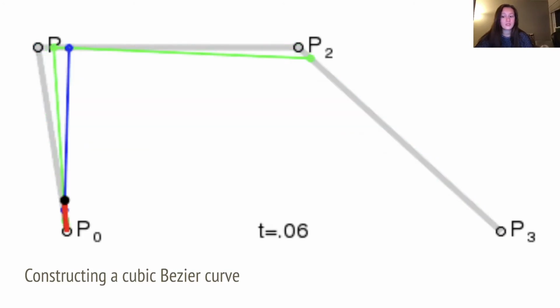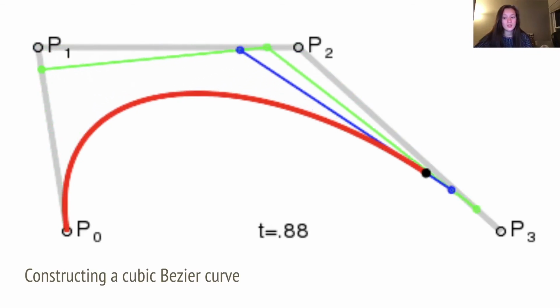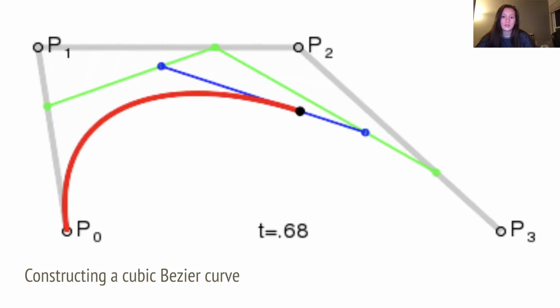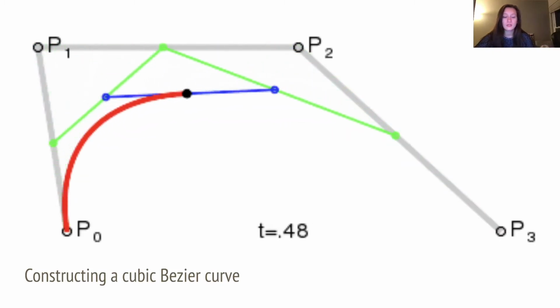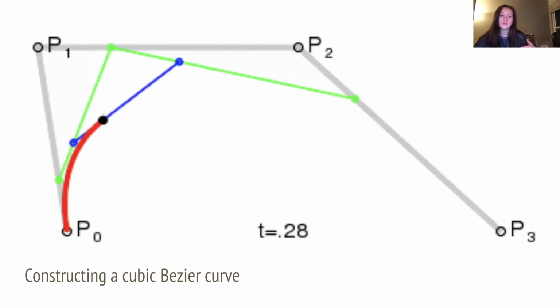And just a note on this, you can use as many control points as you want. You may not want to use a very large number of control points, but the same algorithm still applies. You would just iteratively do this more steps.